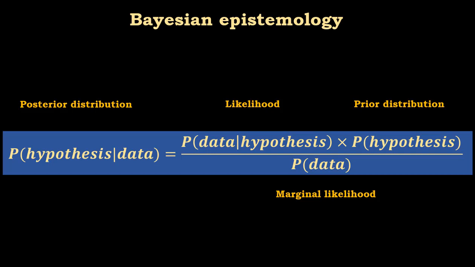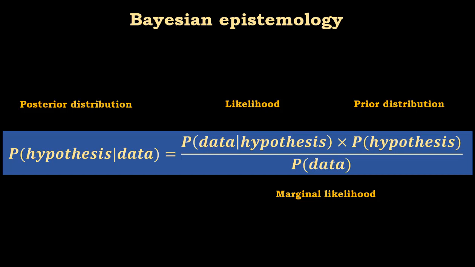What Bayes' theorem tries to do is to obtain what is called the posterior distribution, which in this case has the form of the probability of hypothesis given data. And that is obtained by the product of the likelihood and the prior distribution. The likelihood is the probability of the data that we observed, given that the hypothesis we are considering is true. And the prior distribution is the probability that we give to a hypothesis to be true before collecting data. Probability of the data is what we call marginal likelihood, and it's the probability of observing the data regardless whether the hypothesis is true or false.